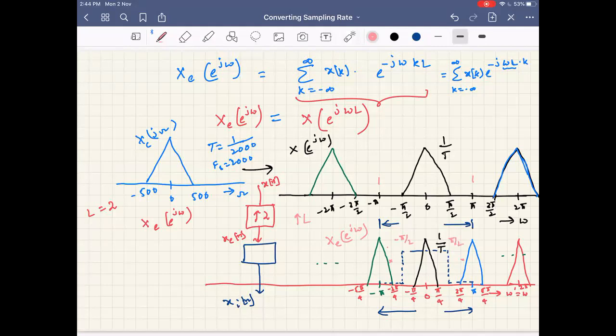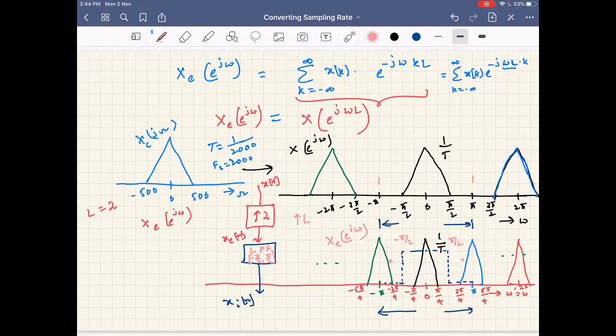Because the compression of the axis happens by L times, you should capture minus pi by L to pi by L for capturing the minus pi to plus pi range in the original spectrum X of e power j omega. Fine. So for that reason, there should be a low pass filter here, and that should have cutoff frequencies minus pi by L to pi by L.